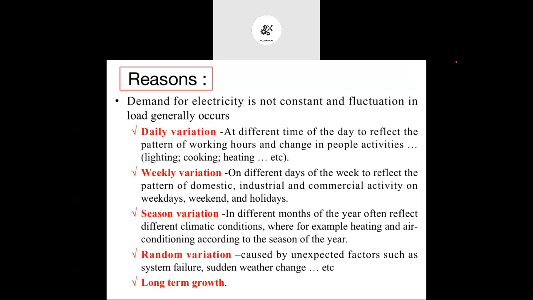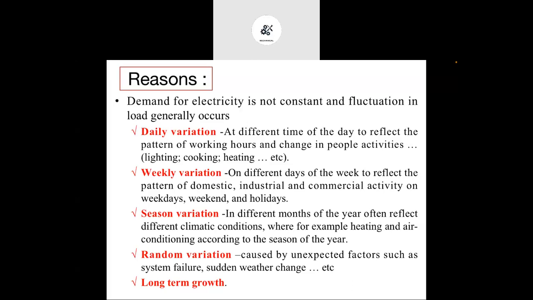Now, there are many different reasons for the variation, which we saw in the last lecture also. The daily variation is because of the change in the connected load. The different times of the day reflect the pattern of working hours, etc. So based upon the working hours and many factors like lighting, cooking, heating, etc., the daily variation will occur.